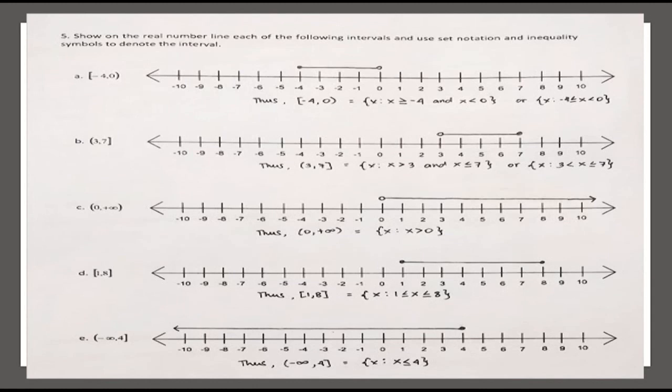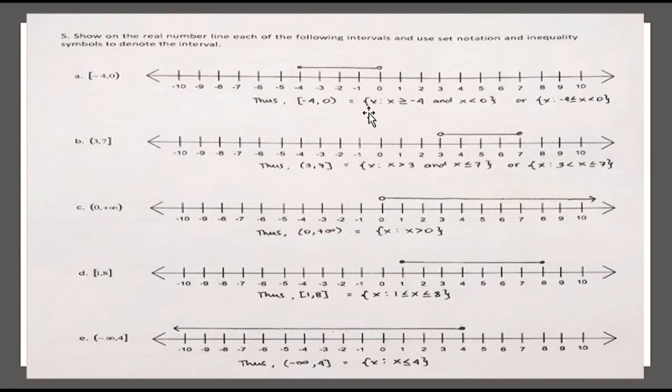Next, number 5. Show on the real number line each of the following intervals and use set notation and inequality symbols to denote the interval. So, A. So, we have here an interval notation. We close at negative 4, comma, open at 0. So, sa atong real number line, open tani 0 diri, tapos close tani negative 4. So, this is how we draw it in our real number line.